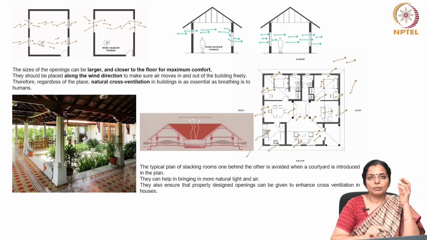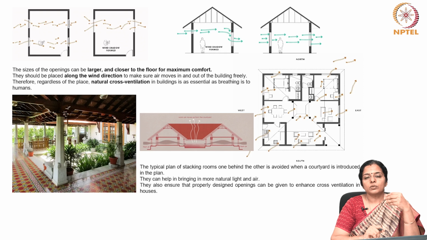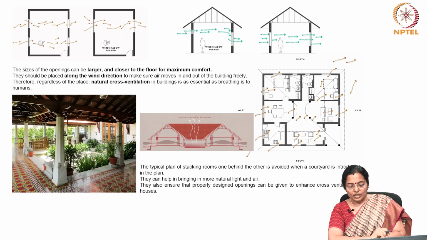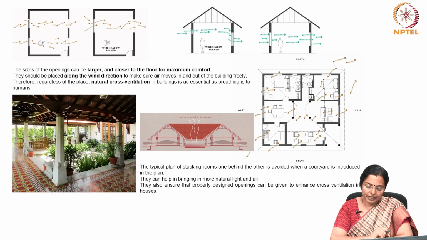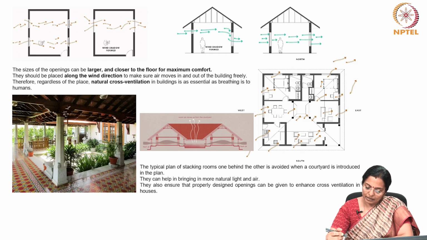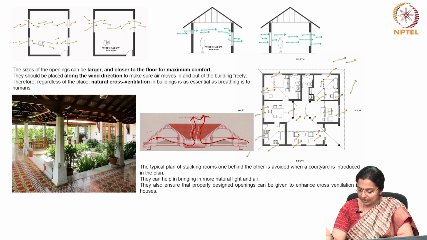Therefore, regardless of the place, natural cross ventilation in building is as essential as breathing is to humans. Otherwise, the sweat that forms due to high humidity makes it very sticky and uncomfortable, especially in combination with high air temperature. So, a typical plan of stacking rooms one behind the other must be avoided, whereas a courtyard should be introduced in the plan. This can help in bringing more natural light as well as facilitating ventilation. They also ensure that properly designed openings can be given to enhance cross ventilation in the houses.